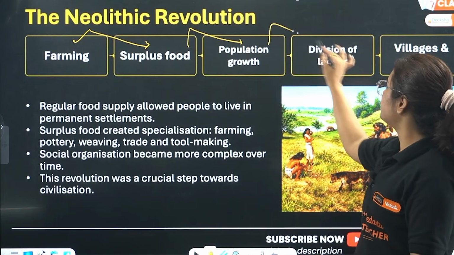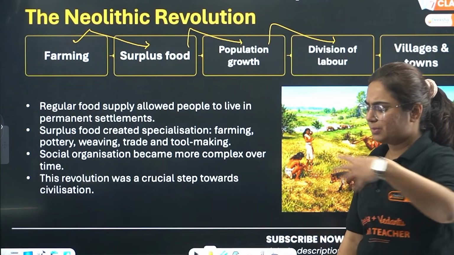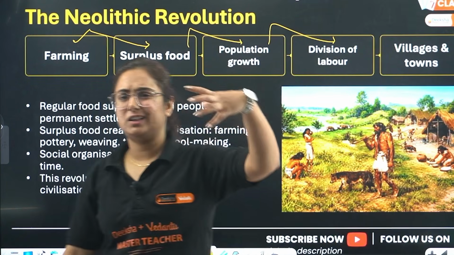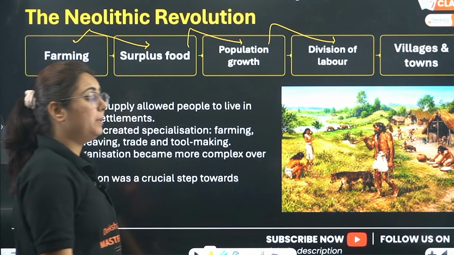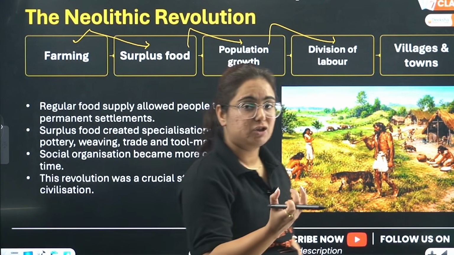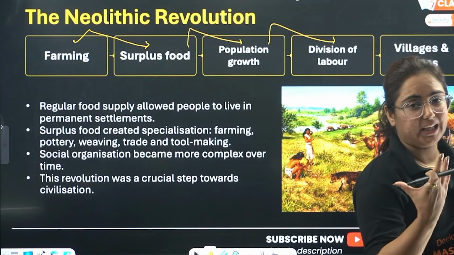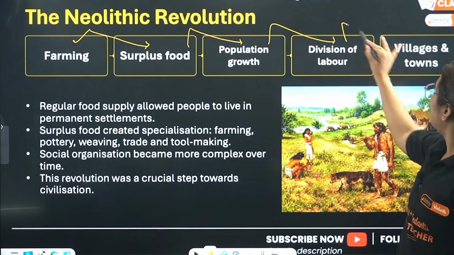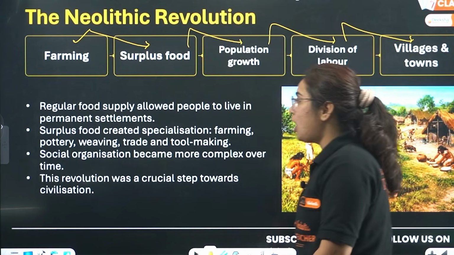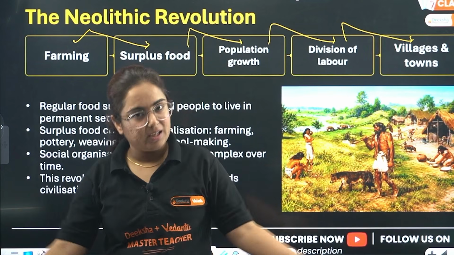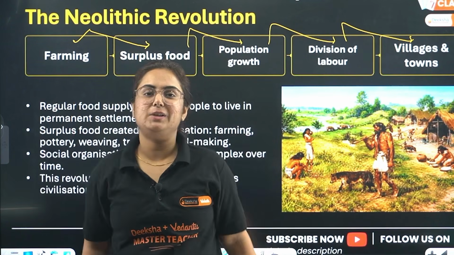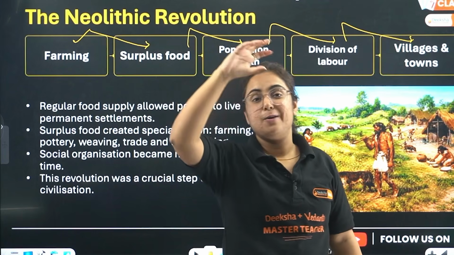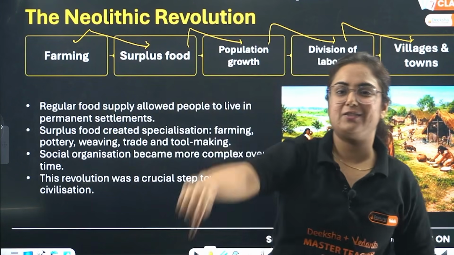There will be division of labor. Right? Some people are doing something, some another thing, and all the work is divided. And eventually, beta, because this population settled in a nearby area, this will lead to the formation of a village, town or society. And the story begins here. So this is the complete story of human evolution from hunting gathering to a civilization.